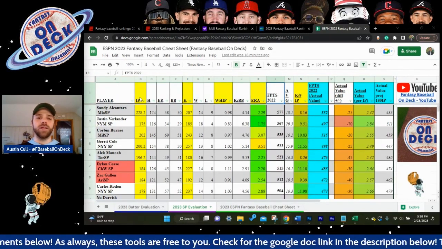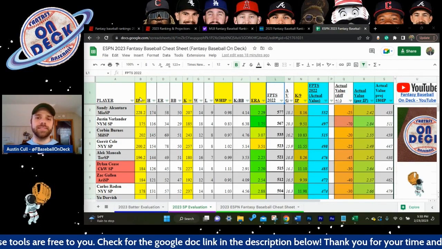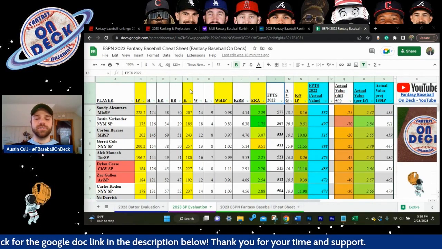And then when they did get into the game, they were making quality starts and going far enough into the game to earn wins and all those sort of bonuses. Next, we're going to focus on strikeouts.